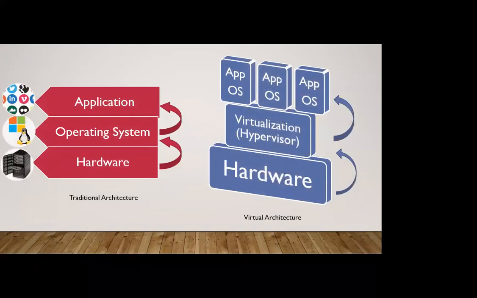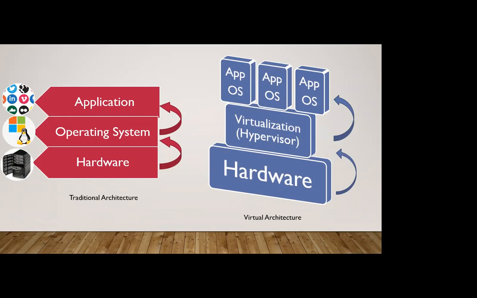See, the left side on your screen is a traditional architecture where there is hardware, there is an operating system, and there are some applications. This is your old traditional way. Hardware is from any XYZ company. We know all the companies now. Operating system can be Windows or Linux. Application can be any application.